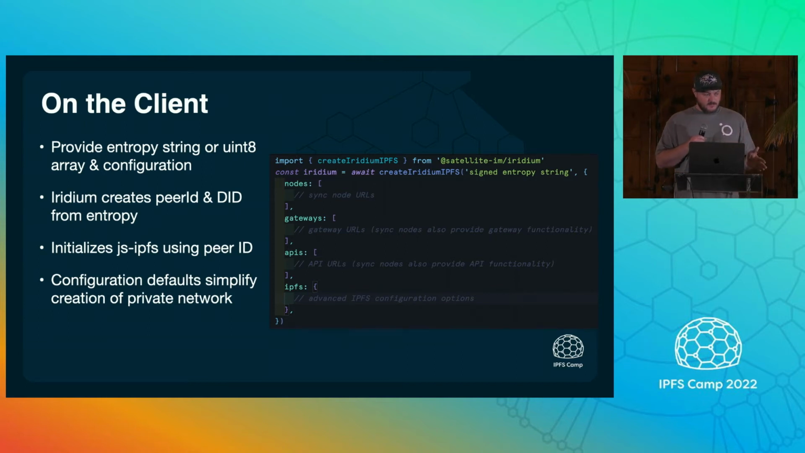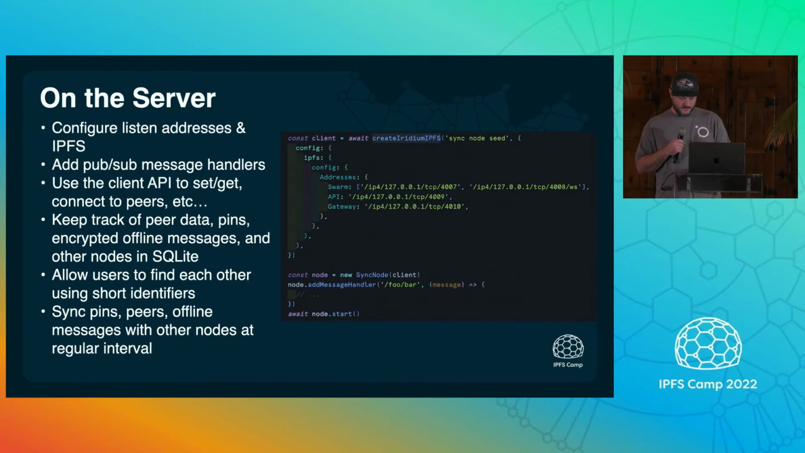We take the entropy message that we have the user generate. We create a peer ID and DID from the private key we derive from that. And then we initialize js-IPFS, and we have a bunch of configured defaults to just make it work. So on the server, you configure your listen addresses for the swarm, API, gateway. If those listen addresses are detected, those elements start up.